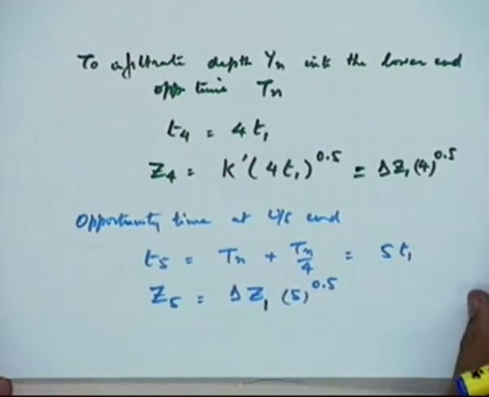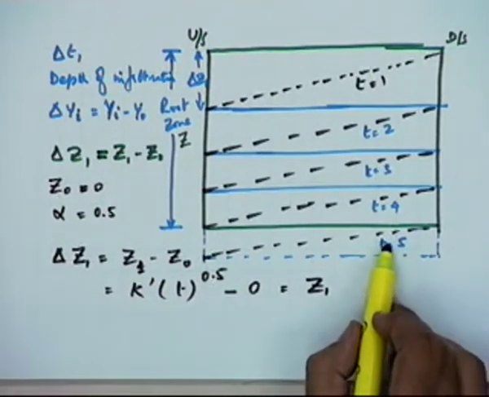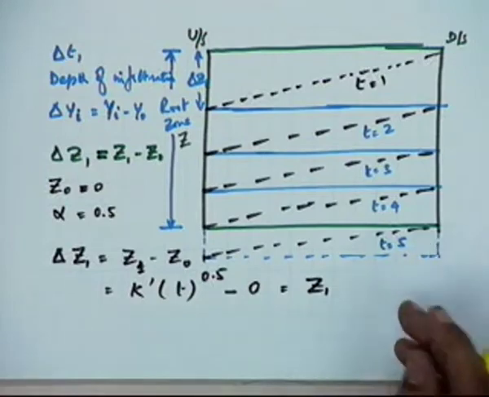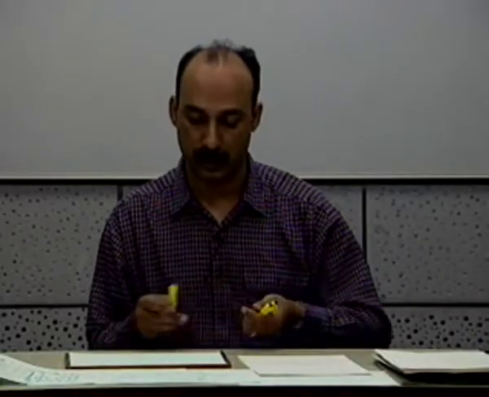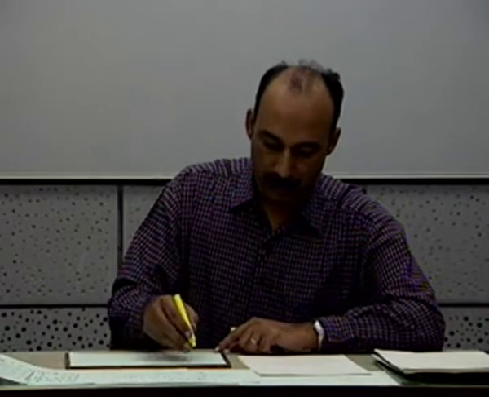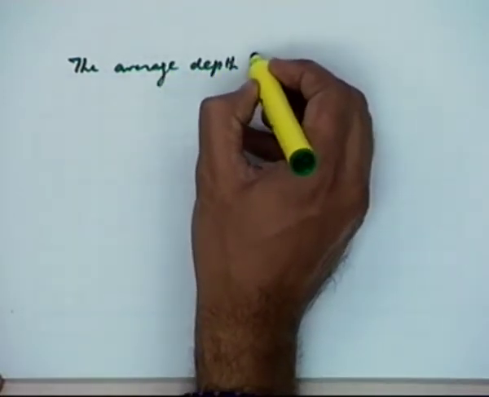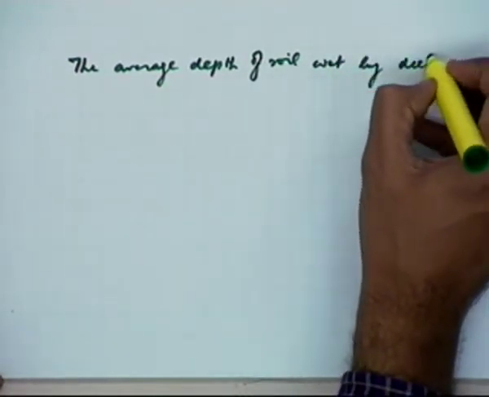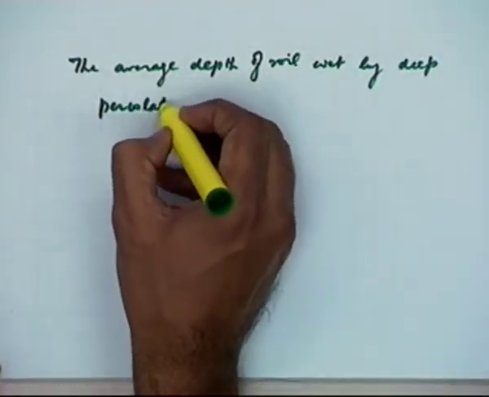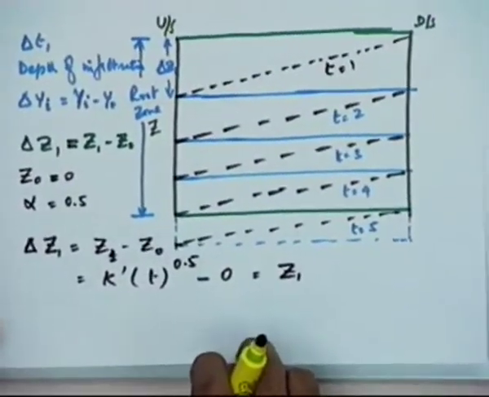Now, that is what we have plotted here also. This is basically the same thing which we have plotted, what will happen at T is equal to 5. So that is what we have plotted already here. Now, we will define two quantities which are very important for our subsequent analysis and the design purpose. We can utilize these. The first is that if you want to know the average depth of soil which has been wet by deep percolation, what will be the exact average depth of soil?